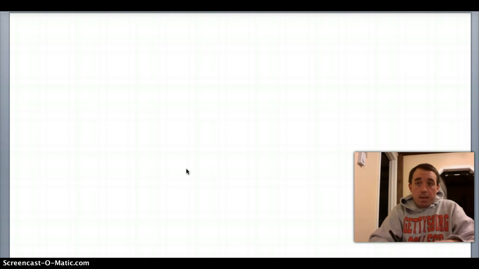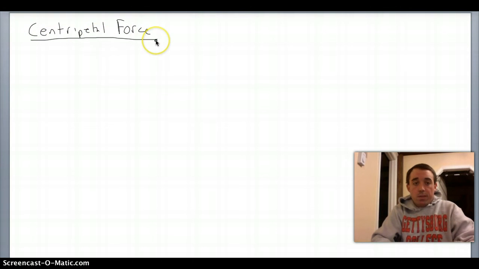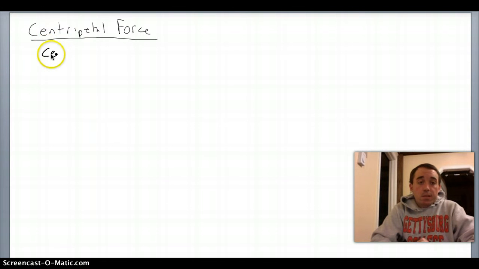Yesterday we talked about centripetal acceleration. Today we're going to extend on that a little bit with centripetal force. Remember from yesterday, the word centripetal means center-seeking. So it is the center-seeking force that tries to bring something towards the center of a circle. At its most basic, it's the net center-seeking force.